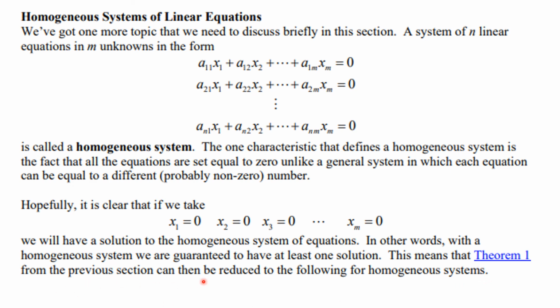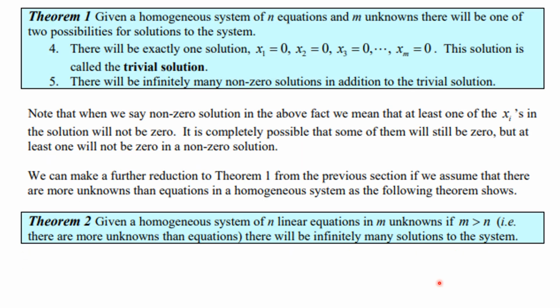That means that theorem 1 from the previous section can be reduced to the following for homogeneous systems. Given a homogeneous system of n equations and m unknowns, there will be one of only two possibilities for solution to the system. There will be exactly one solution where everything is 0, or there will be infinitely many non-zero solutions. Note that when we say non-zero solution in the above fact, we mean that at least one of the x's in the solution will not be 0. It is completely possible that some of them will still be 0, but at least one will not be 0 in the non-zero solution.